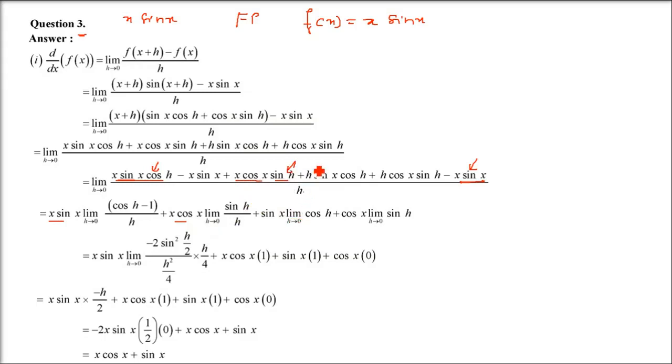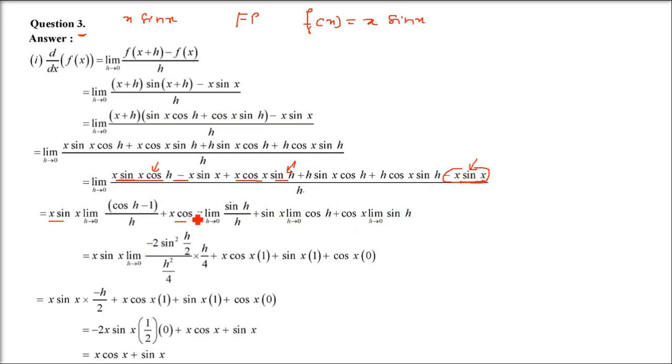So this is also done. Now we have the next term which is h sin x cos h. Again the h is in the division, so h gets cancelled. Now here h cos x sin h, divided by h, so h also gets cancelled. Right? So minus x sin x is written twice, just assume it to be once. So ignore the repeat. There is only one minus x sin x.